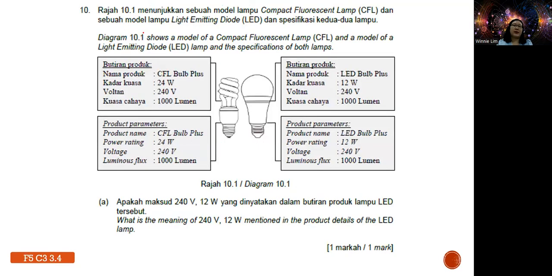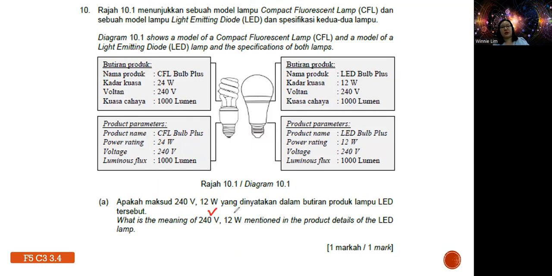Okay, so question 10. For essay questions 9 and 10, you choose one question. Diagram 10.1 shows a model of a compact fluorescent lamp, CFL, and a model of a light emitting diode, LED, and the specification of both lamps. So what is the meaning of 240 volt 12 watt mentioned in the product details of the LED lamp?